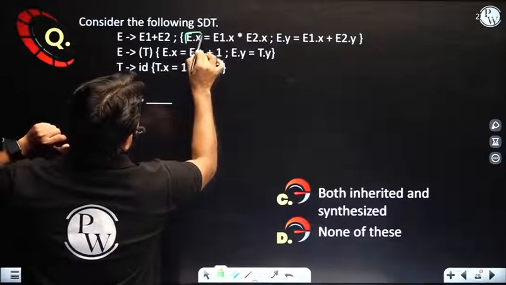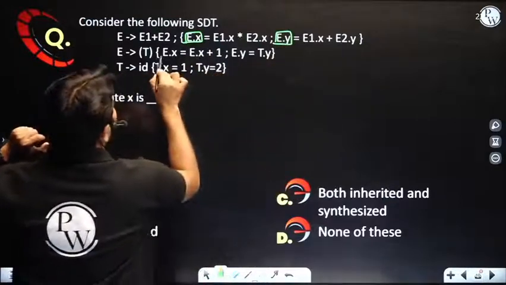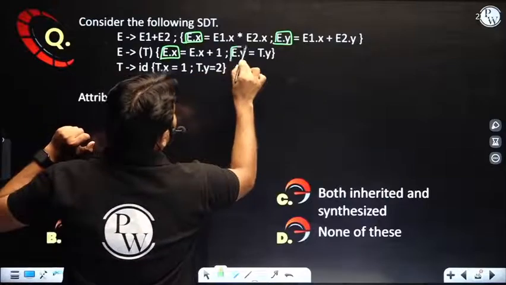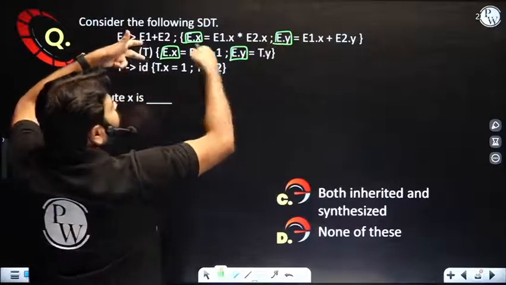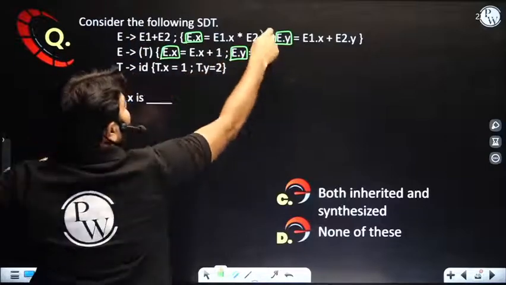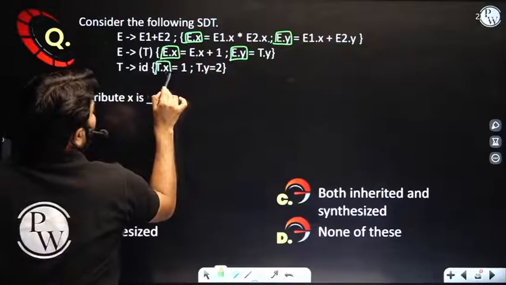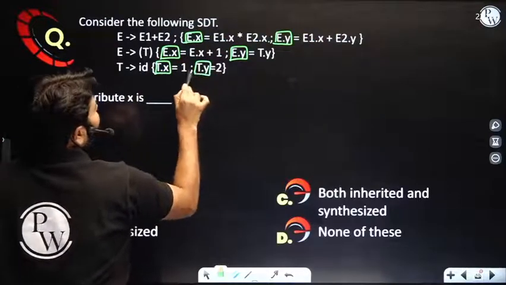This one, you are computing at this point. You are computing at this point. You are computing at this point. You are computing at this point. Translation could have more statements separated with a semicolon or comma. Remember that? Here a semicolon is there, so there are two different statements here. And you are computing at this point T, you are also computing at T.